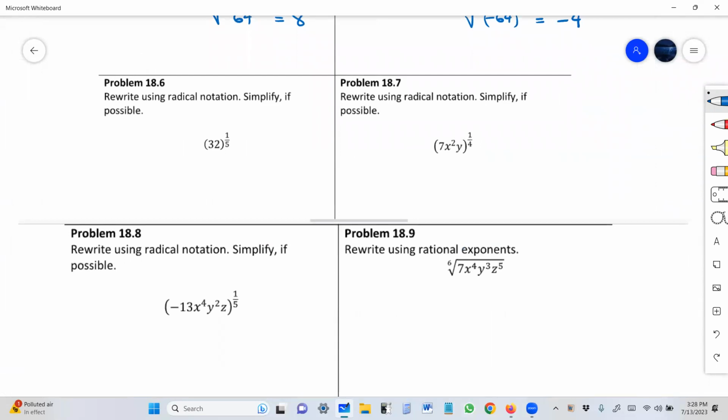All right, so let's do a couple more. 18.6, same as before. Write the radical, write the base. The numerator exponent goes here, and the denominator goes there. So this is the fifth root of 32, and you can check this is 2. Why is it 2? Because 2 times 2 times 2 times 2 times 2 is 32. Okay.